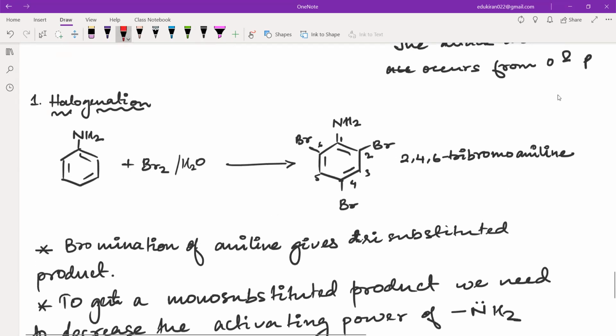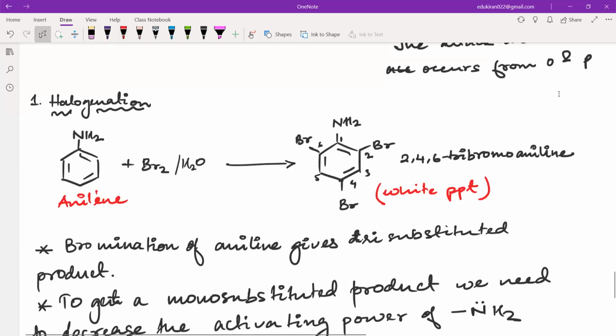Also, one more thing I should write here: this is a white precipitate. So this can also be used as a test, because if you have a sample, you add Br2 and water to it and you get a white precipitate, that means the sample had aniline in it. I will write that later on for the test of aniline.